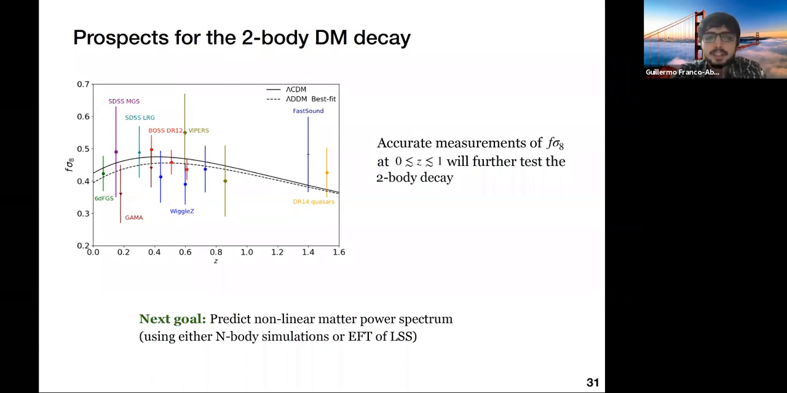So the next natural thing to do, something that we are already working on, is to predict the nonlinear matter power spectrum for this kind of decaying model in order to be able to fit with the full shape spectrum that is measured by the weak lensing surveys and not only take a prior on S8. So to do really a more careful data analysis by taking into account the nonlinearities of this model.